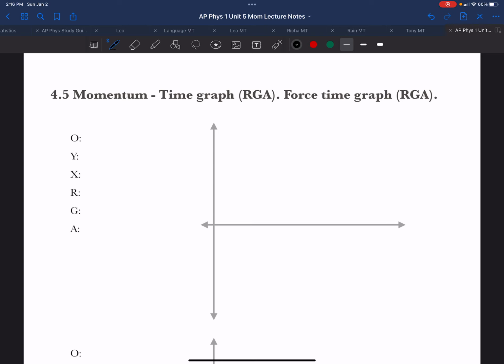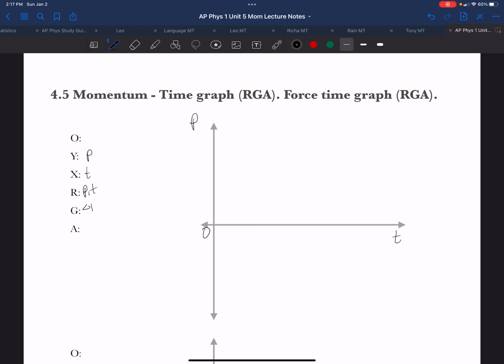In this installment, we're going to look at the situation in the previous installment and graph it. So the first graph we're going to make is a momentum-time graph. So there's our origin. The y-axis is momentum, the x-axis is time. We'll be able to read anything about the axes.